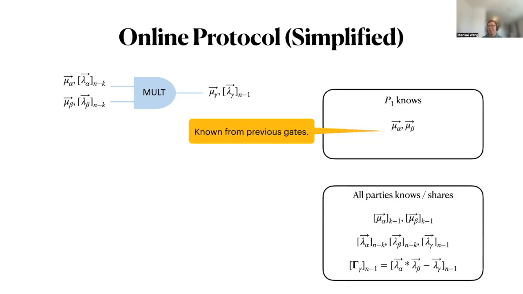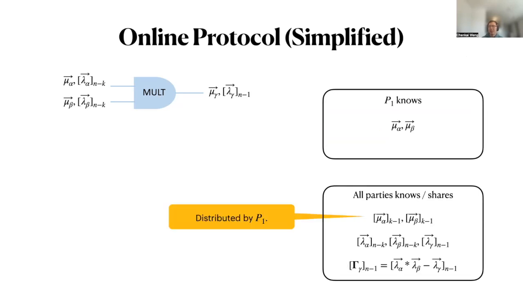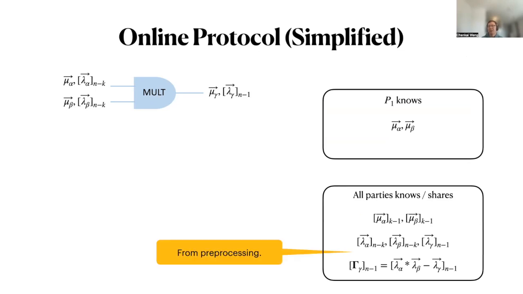At this point, P1 knows mu alpha and mu beta from the previous gates. P1 will secretly share these values as degree k-1 shares. Parties also obtain the shares of lambda alpha, lambda beta, lambda gamma, and this capital gamma, which is associated with the element-wise multiplication of lambda alpha and lambda beta, minus lambda gamma. All these values will be obtained from the preprocessing.